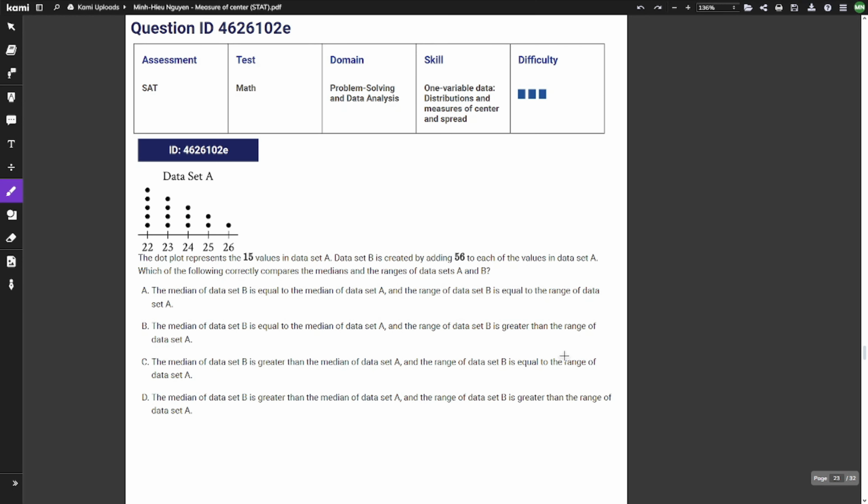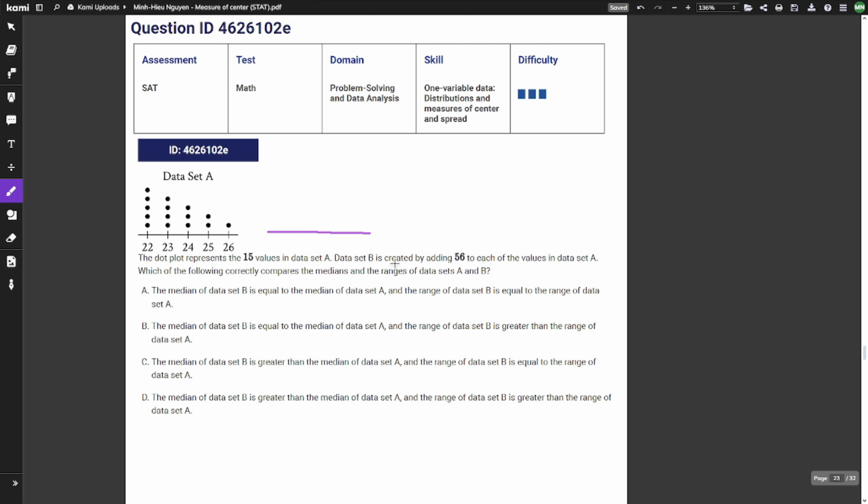Question number 23. The dot plot represents the 15 values in dataset A. Dataset B is created by adding 56 to each of the values in dataset A. Which of the following correctly compares the medians and the ranges of datasets A and B? So here we have this dot plot with 15 values, and then we're going to create a new dot plot where they added 56 to each value.